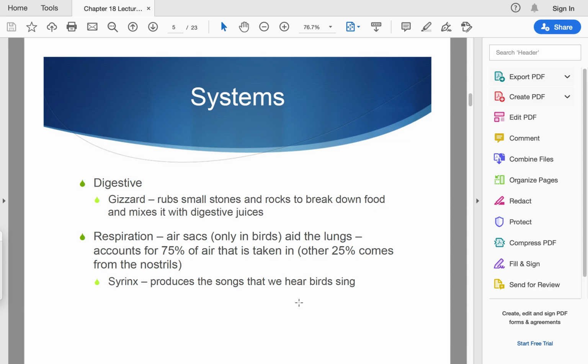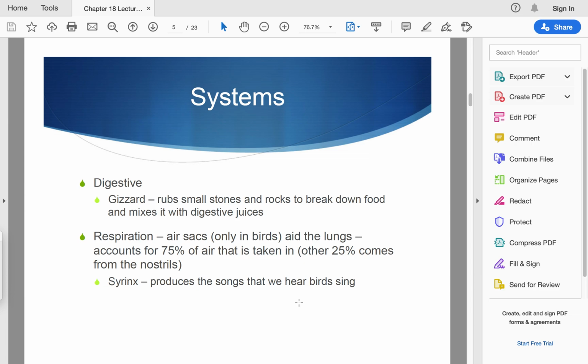The systems of a bird, right? The digestive system, they use a gizzard, which are little stones that break down food, all right? So when the bird swallows the seed, that seed goes between these small little stones, which crack open the seed, and then mixing it with digestive juices allows the bird to break down this food.